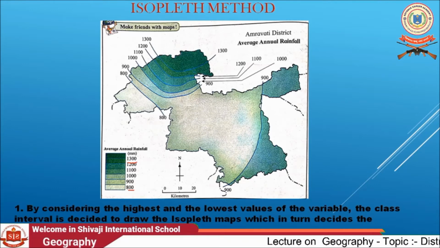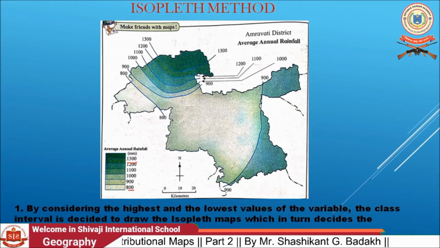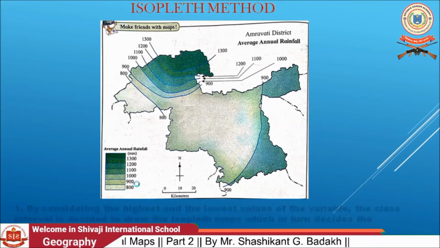The class interval is decided to draw the isopleth maps, which in turn decides the difference between the lines. Here you can see 800, 900, 1000, which means we have taken a class interval of 100 here.